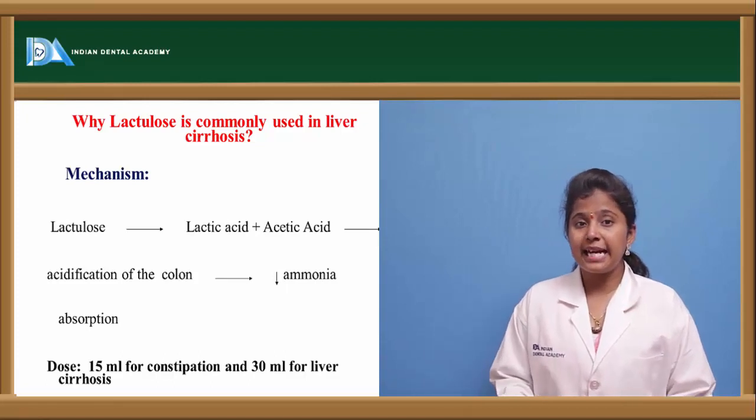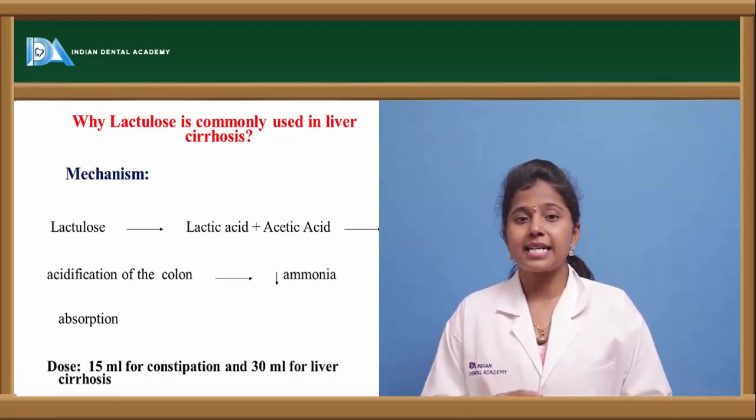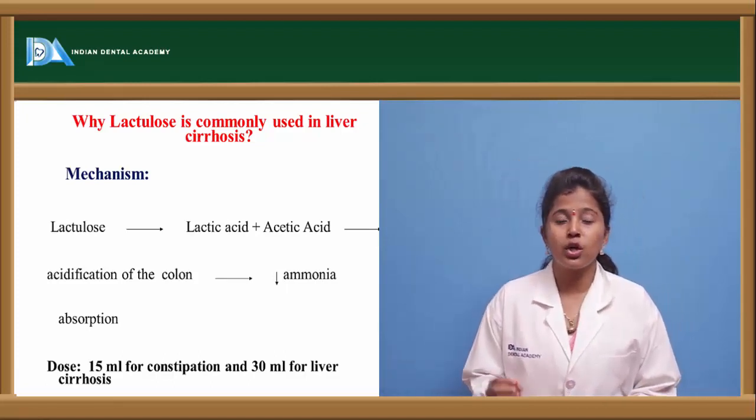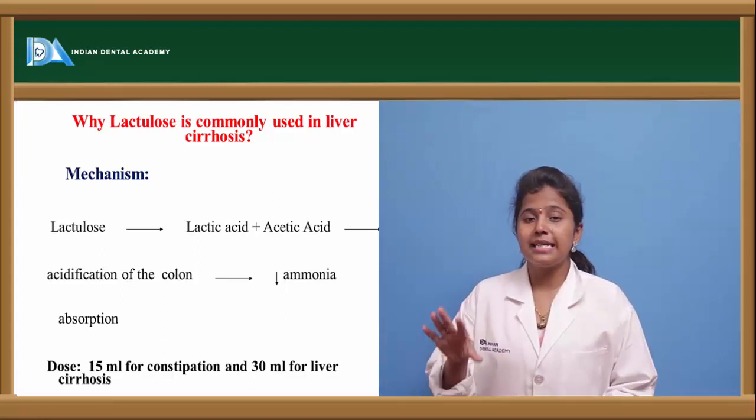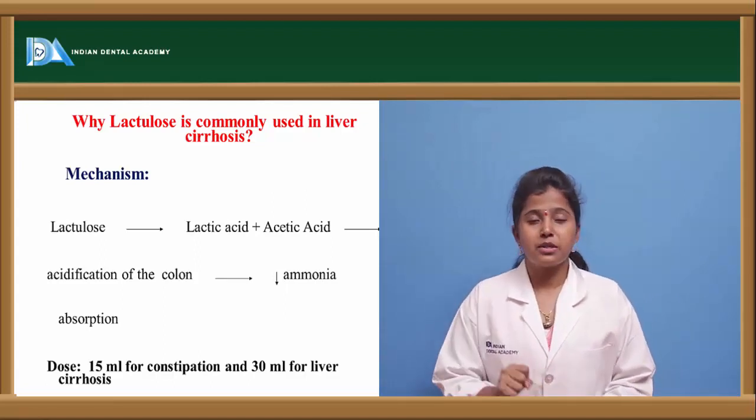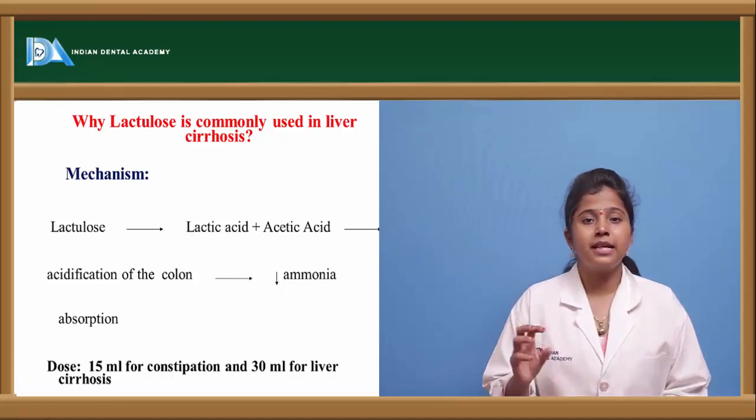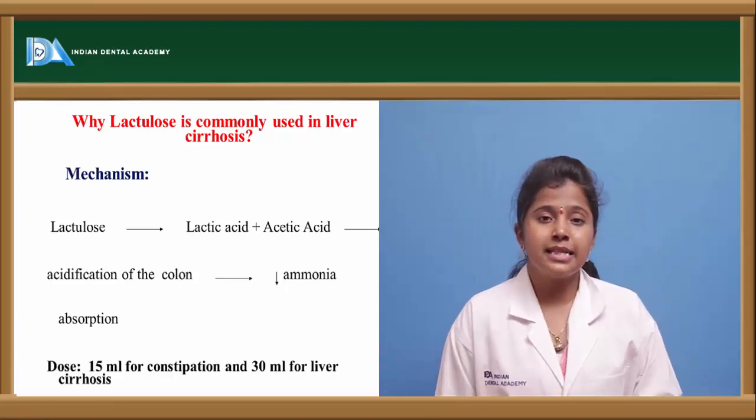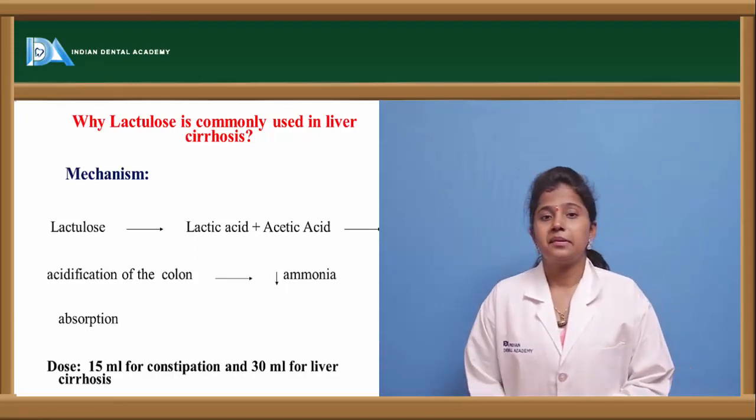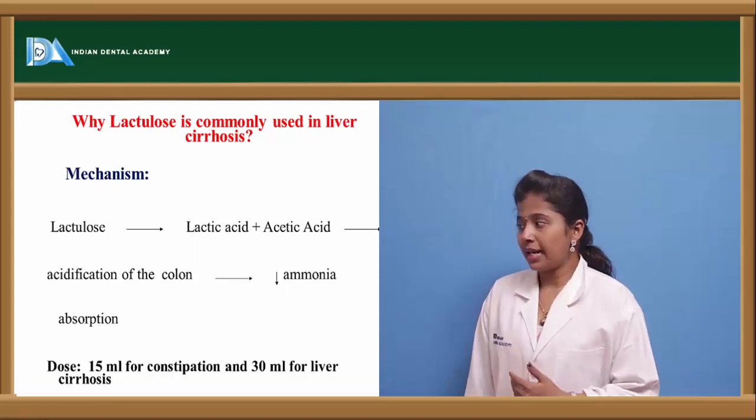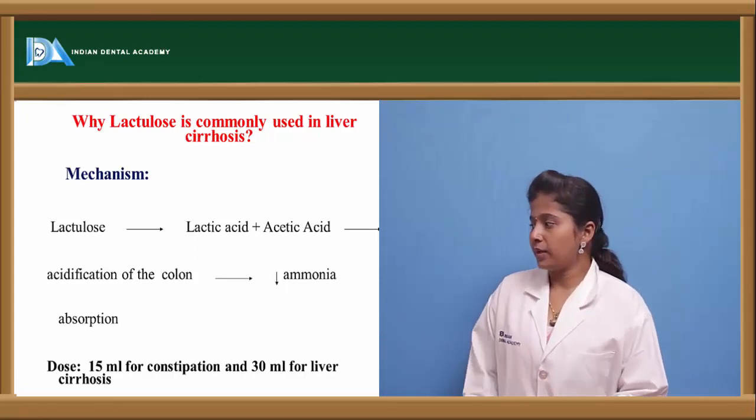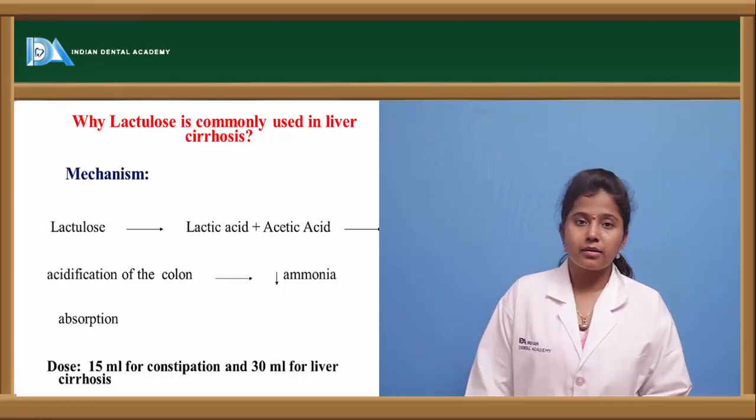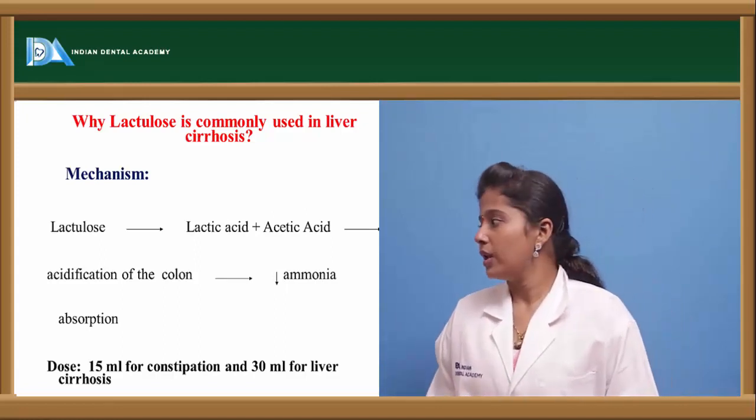So when this lactic acid and acetic acid environment is created in the colon, they neutralize or else decrease the ammonia absorption. When ammonia is absorbed in lower amounts, then liver cirrhosis can be prevented. In this way they act, and this lactulose is very useful for liver cirrhosis.